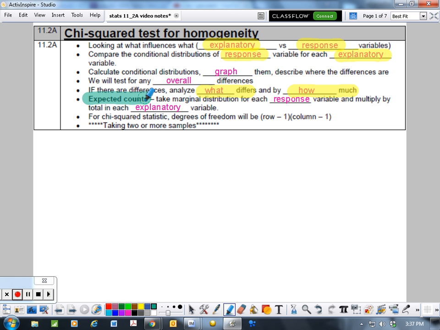For our chi-squared statistic, our degrees of freedom is a little different because now we're looking at two variables. I look at variable 1, the number of categories minus 1, and variable 2, the number of categories minus 1. Usually we end up with tables of data, so I take the number of rows minus 1 and the number of columns minus 1, and multiply them together. Keep in mind the test for homogeneity means I'm taking two or more samples. So I take a sample of males and a separate sample of females, and I'm comparing that data.